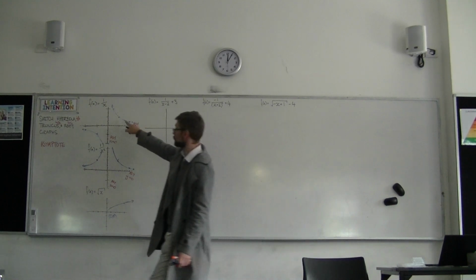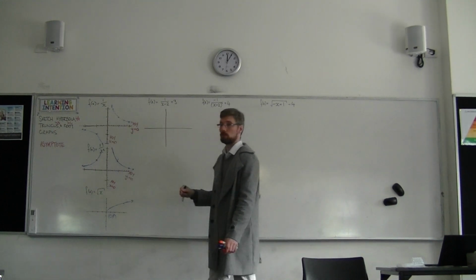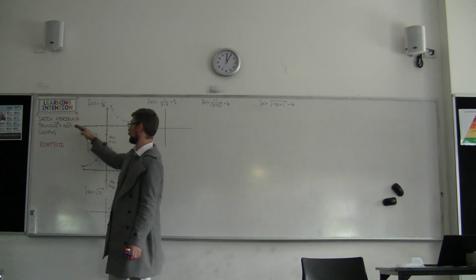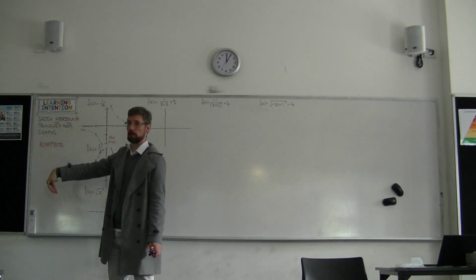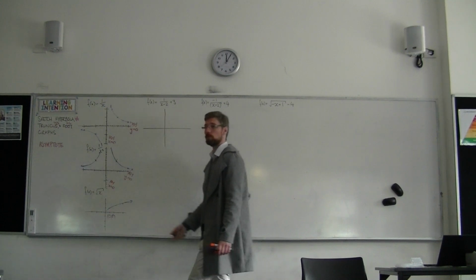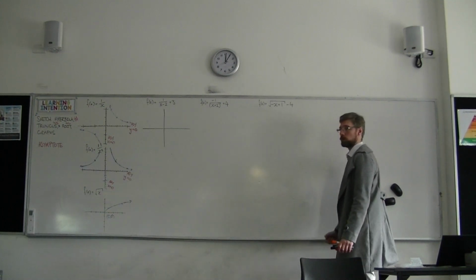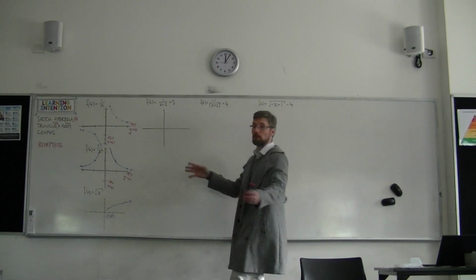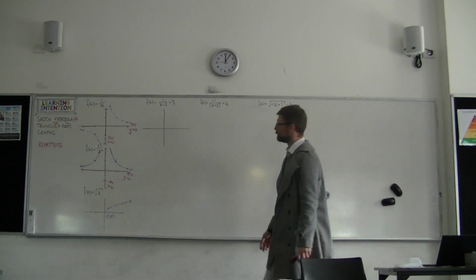Does this graph have a turning point? No, it never turns over, right? This is always going up, and here it's always going up, so it never actually comes back down. So there's no turning point. If it had a turning point, you'd label it, but in this case, it doesn't have one.